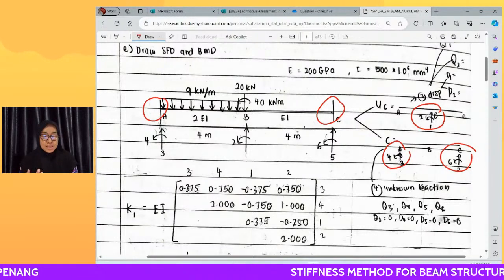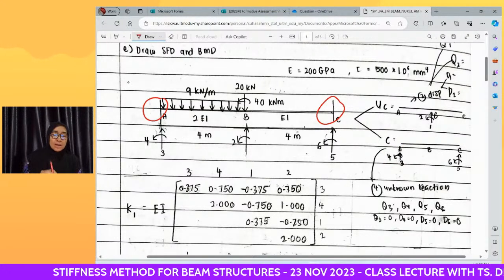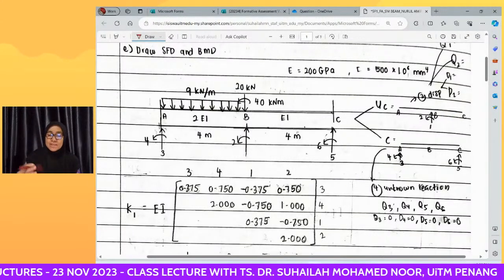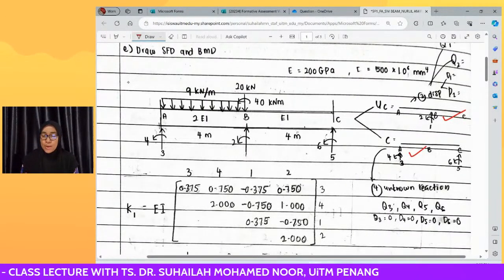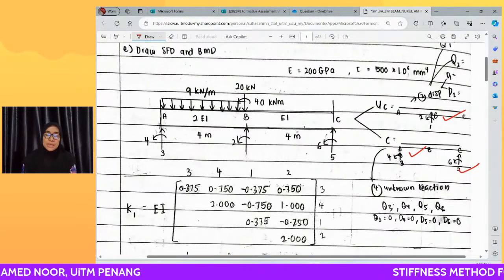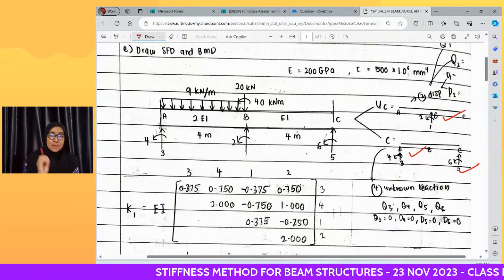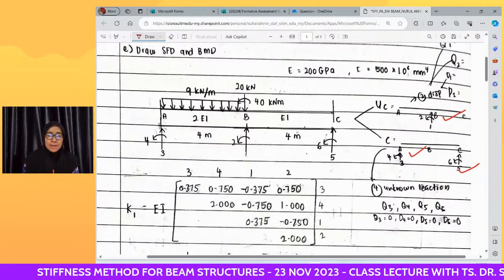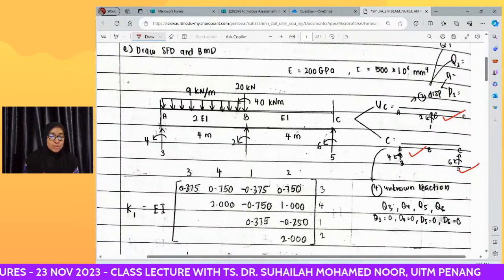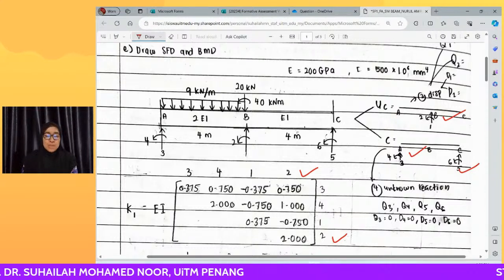When we label, we start from the unconstrained, 1, and we label the constraint afterwards. This one is correct: YZ 1 2, YZ 3 4, YZ 5 6. Then we transfer all these labels into the main diagram. For member AB, or K1, or element number 1, the label will be 3 4 1 2. This is correct.